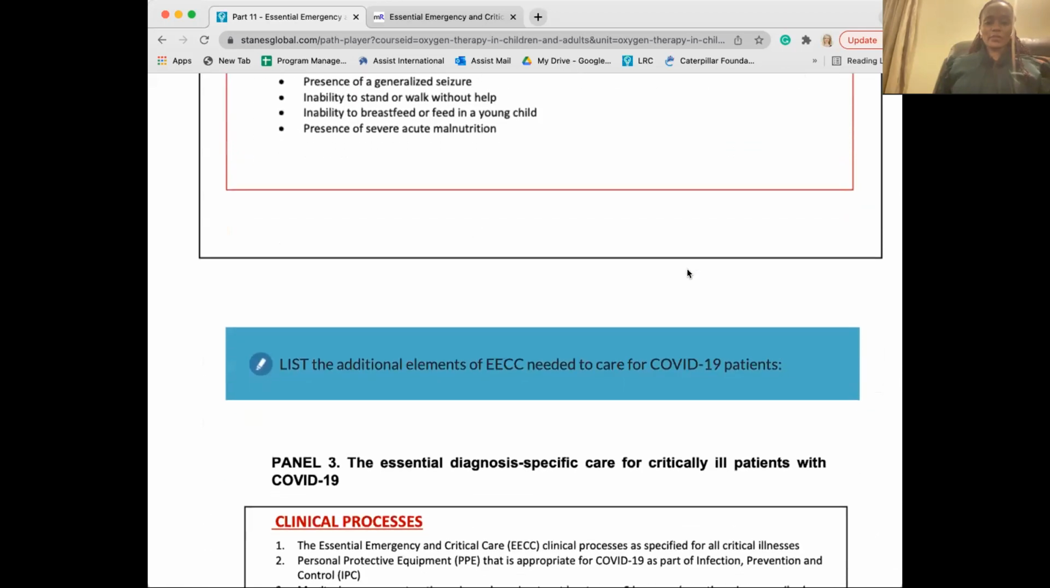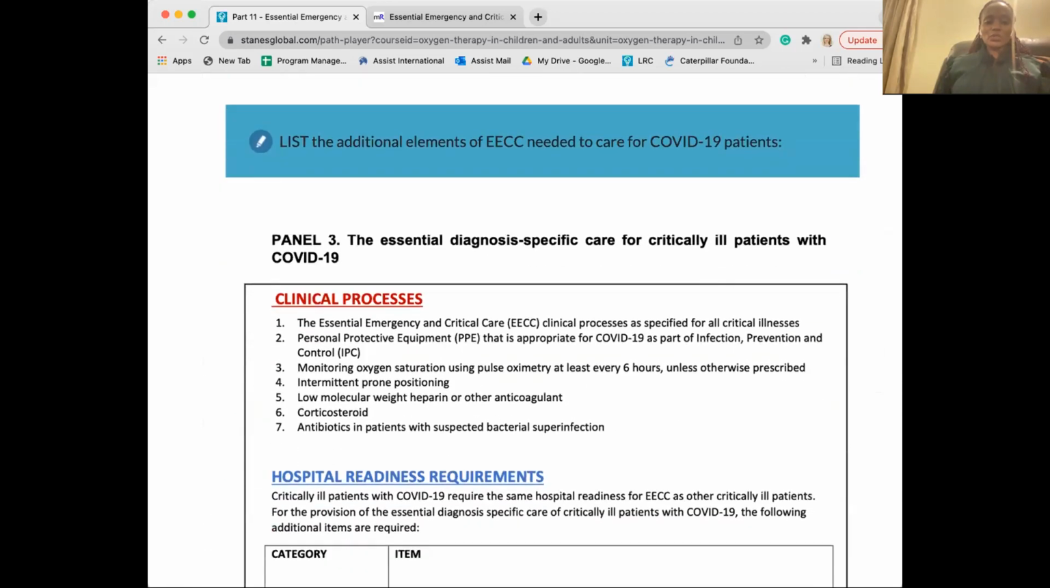You can go down, Sarah. So list additional elements of EECC needed for care in the COVID patients. So of course, in the COVID patients here, we needed the PPEs, we needed heparin to anticoagulate, we needed steroids, then antibiotics were used, and also there was the monitoring of the patients. Were the hospitals ready? This I will not go into because anyway, I think we are past the COVID, but during that COVID period, hospitals were at least equipped to be slightly ready and to have the equipment that is needed. You can go down.